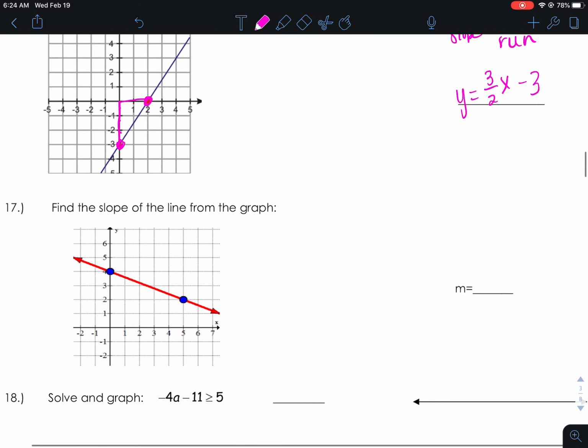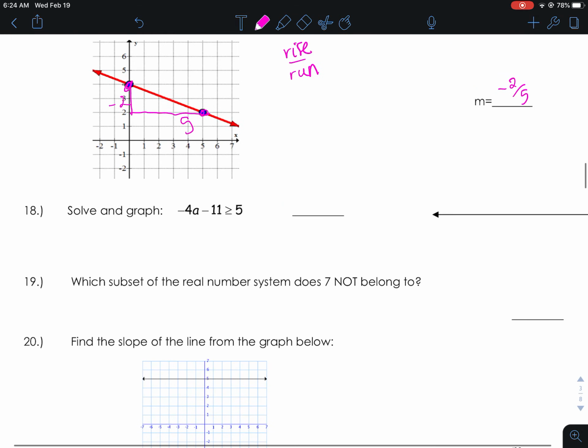Alright, the slope of the second one for 17. So they just want the rise over run. For this one, we can grab 2 points here and here. And then we're going to go down 2 to the right 1, 2, 3, 4, 5. So your slope's going to be -2/5 for number 17.